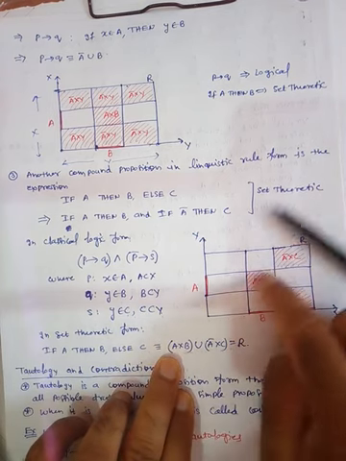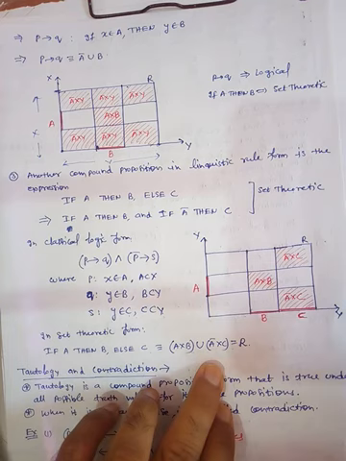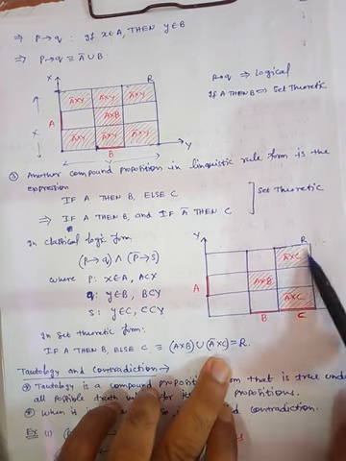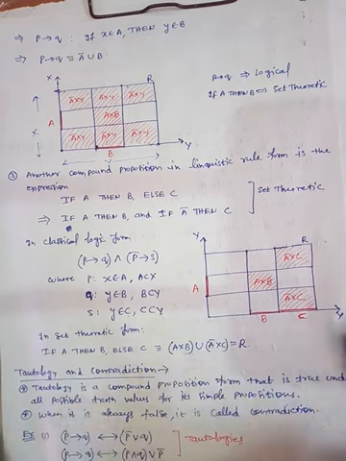So this is A cross B. Now A bar cross C is this part and this part. So this is the union of these two.